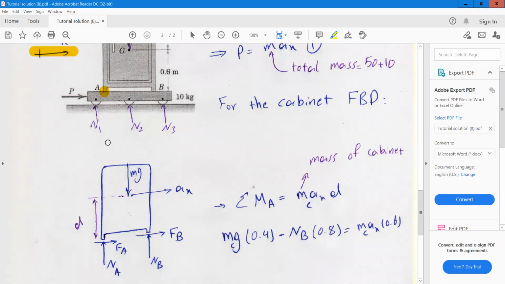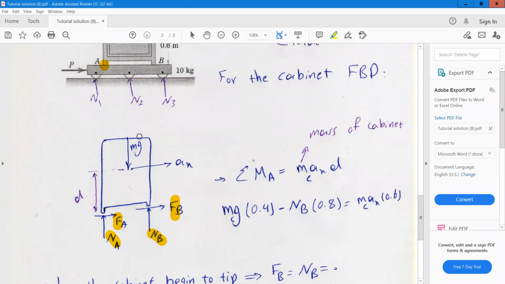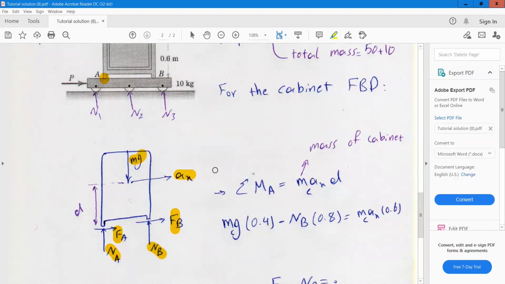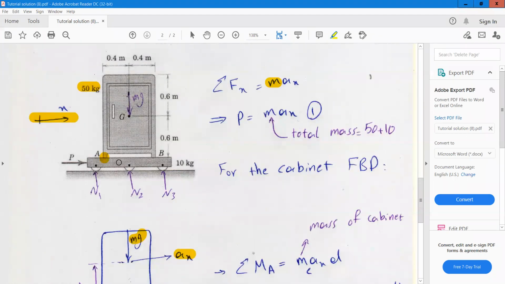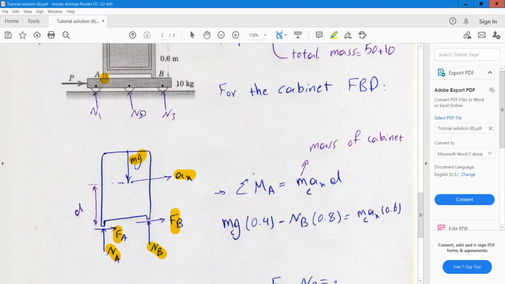For this purpose, if you plot the free body diagram, at point A, we will have one normal reaction and one friction force. At point B, again, we have one normal reaction and one friction force. Also, we have the weight of the cabinet, which is 50 kilograms times g. We have the acceleration a_x because the cabinet and the trailer are moving to the right as a whole system. So the acceleration a_x will be applied to this cabinet.